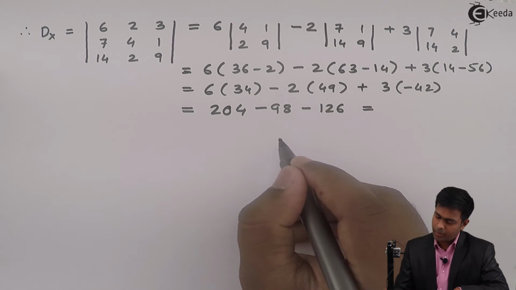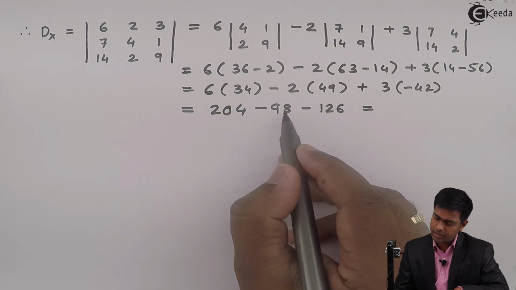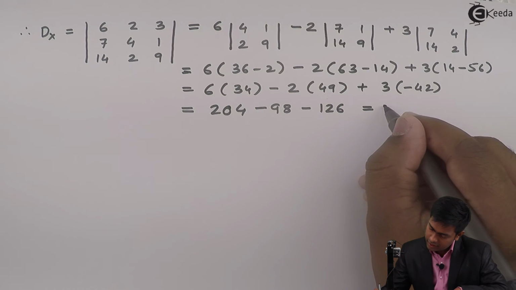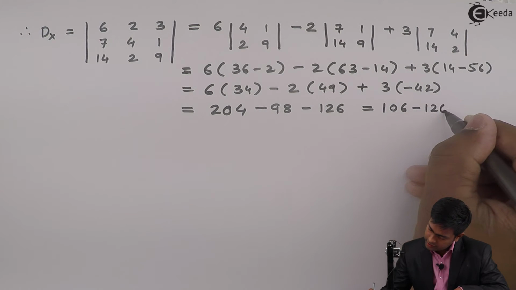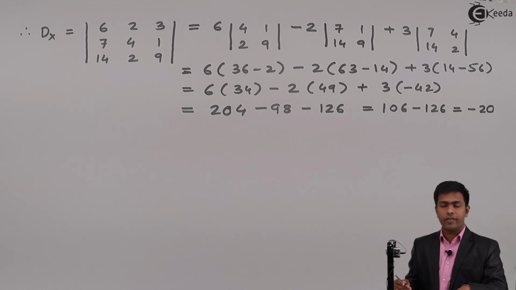So by doing the subtraction, here we will get 204 minus 98. So it will be 106 minus 126. So it will give us minus of 20 again. So we got the value of dx as minus 20. Now let's find out the value of dy.